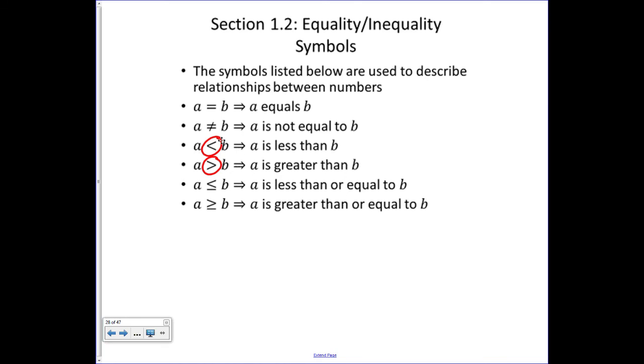And then these last two are just saying less than or equal to. So A is either less than B or it's equal to B. And then the next one, A is greater than or equal to B. This means that A is either equal to B or greater than B.